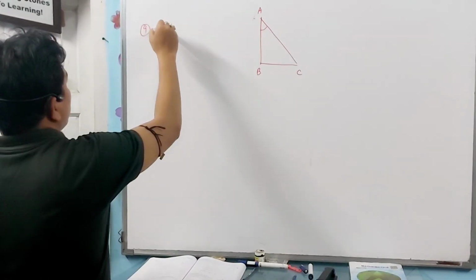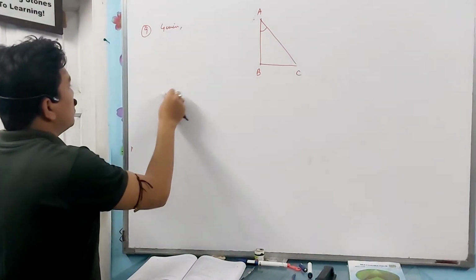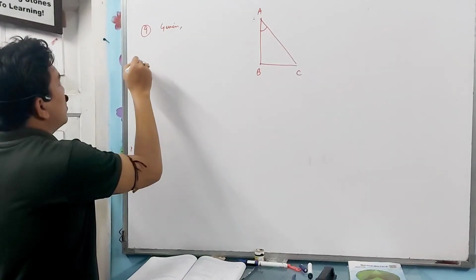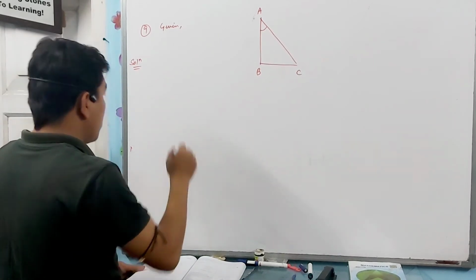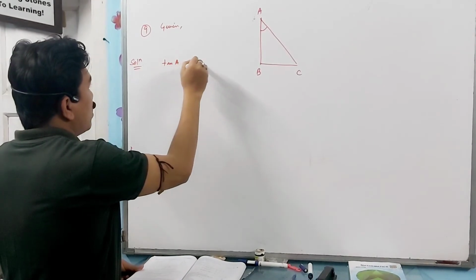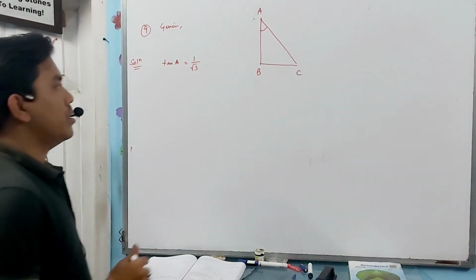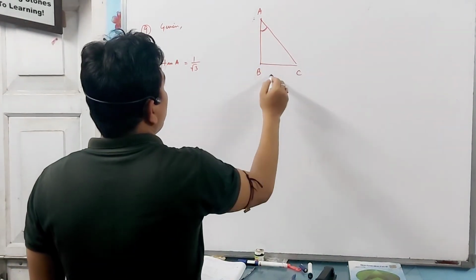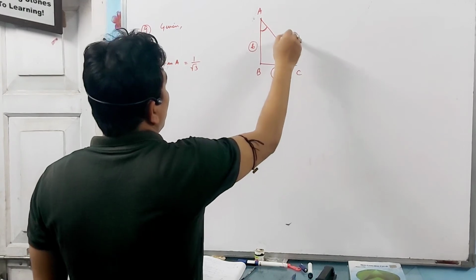Now, you write the given conditions by yourself. So directly I will start the solution. Here tan A is equal to 1 by root 3. Now if this is the angle, the perpendicular will be this. I told you this will be the base and this is the hypotenuse.